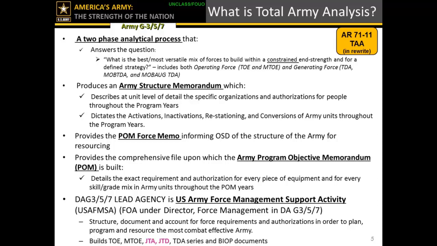AR 71-11, which directs TAA, is the Army regulation for TAA. It is in rewrite, but we do expect to see it early January, February, early next year. So that should come out while you guys are in class.